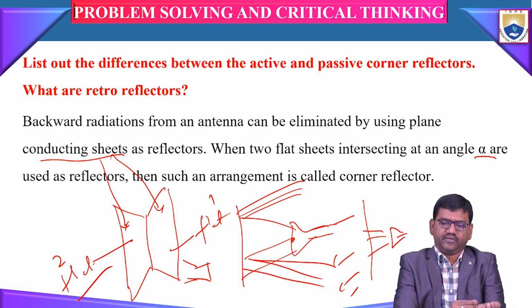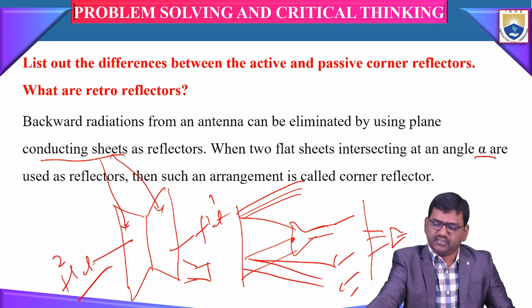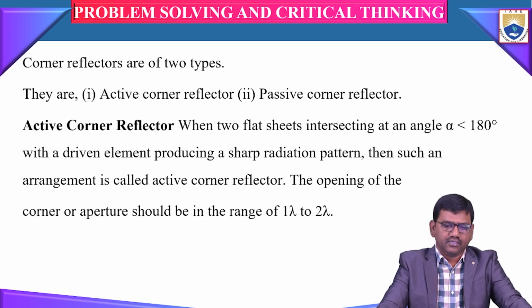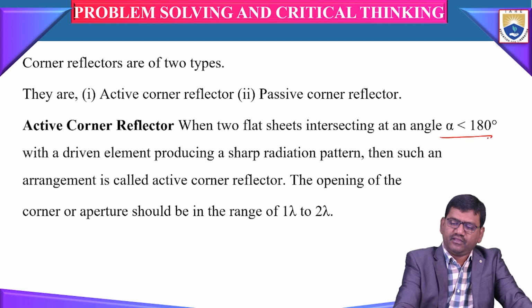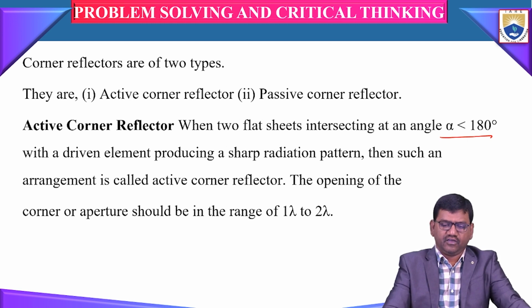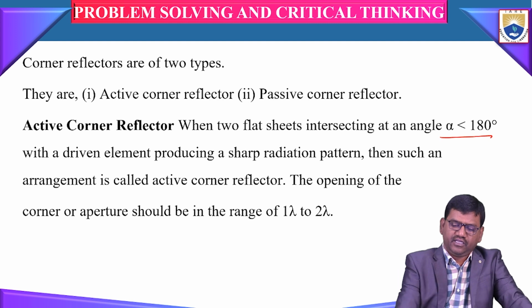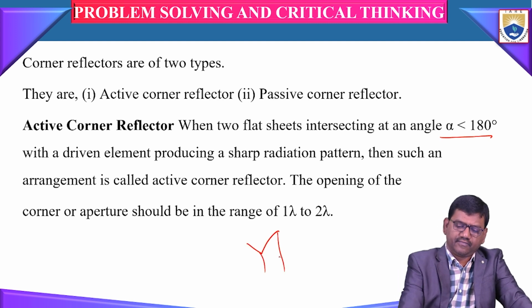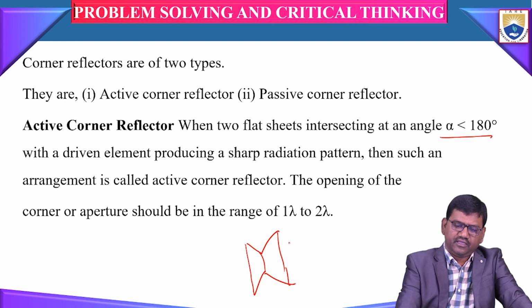Now let us see the differences between the active and the passive corner reflector antenna. There are two types of reflector antennas: one is the active corner reflector antenna, the other is the passive corner reflector. When two flat sheets intersect at an angle alpha less than 180 with a driven element producing a sharp radiation pattern, such an arrangement is called an active corner reflector antenna. Whenever we combine two reflectors here, at the center we use a driven element.